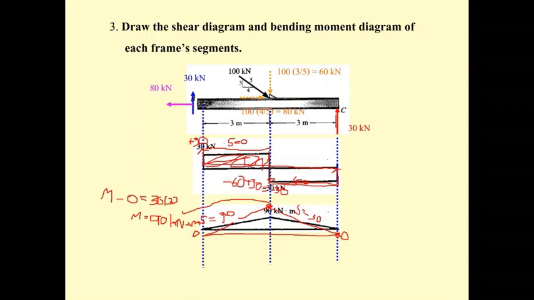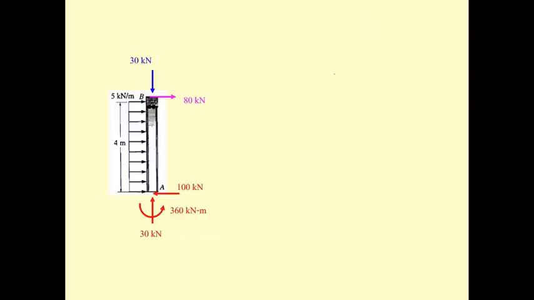Okay, and for the column you have this, and then you start with what? You start with the shear diagram. You draw this line.